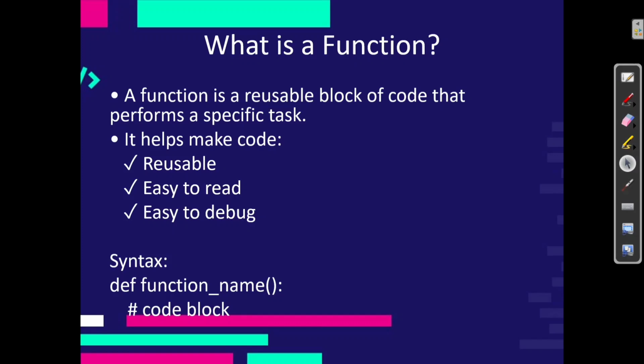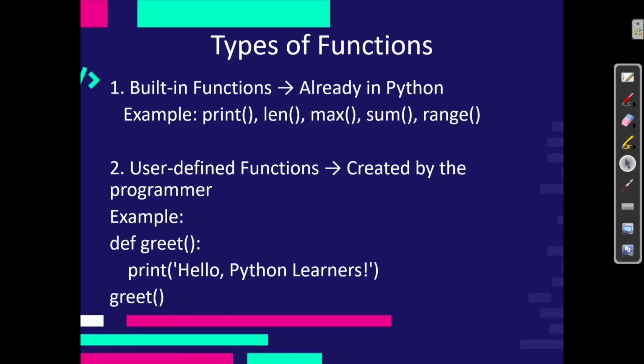Today we will explore different types of functions, from functions with no arguments, functions with default or keyword arguments, as well as functions that return values. The types of functions: there are two types of functions, built-in functions that are already in Python and user-defined functions. We will see both one by one.